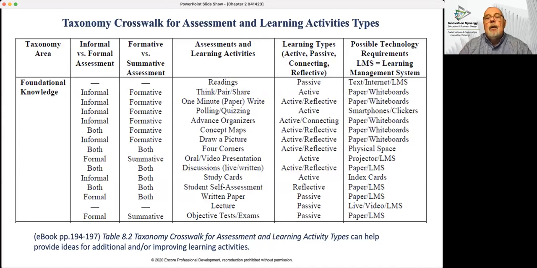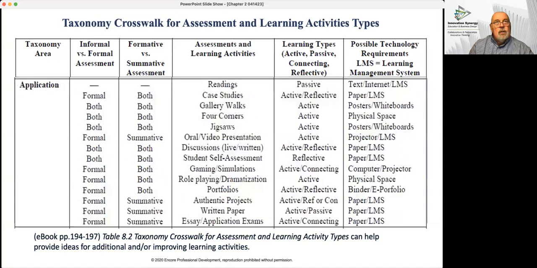It also talks about learning types. Are these active, passive, connective, or reflective as you go through there? How do you really work with those? And then finally, what are some of the technological requirements you may need to be able to perform these? So as you can see, this is the application one. You've got the other 4 areas also in table 8.2.